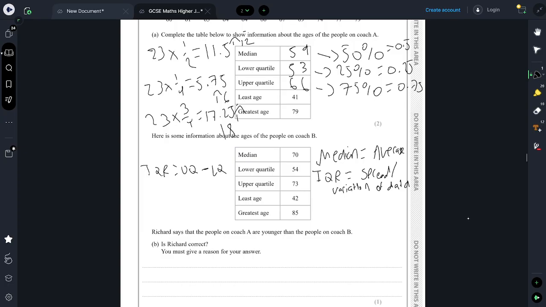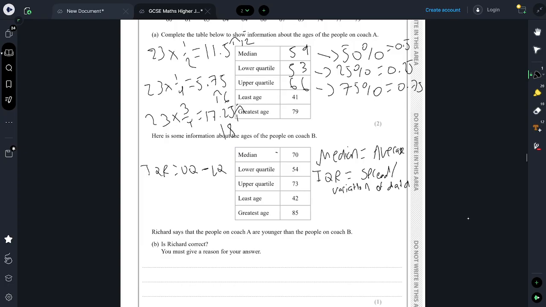If the IQR is small, that's telling you most of the data is near the median. But if the IQR is large, then everything's quite spread apart from each other, so a lot more people are going to be away from the median. In this case, it's asking us whether people on Coach A are younger than people on Coach B, so it's about the average. Clearly, the median in Coach B is higher than the median in Coach A. Coach A is younger than Coach B here.